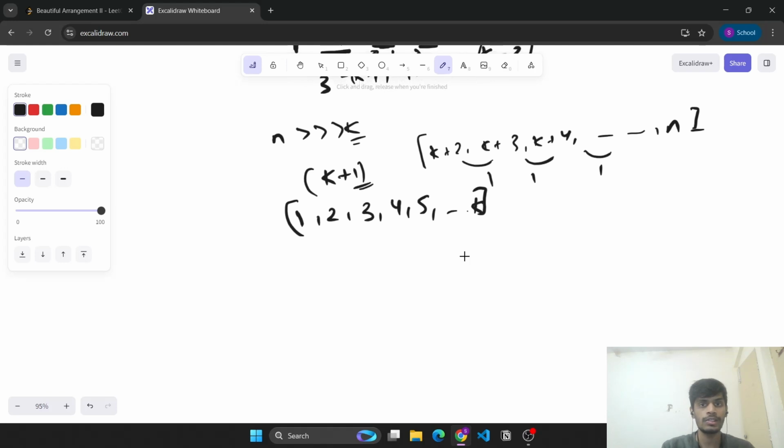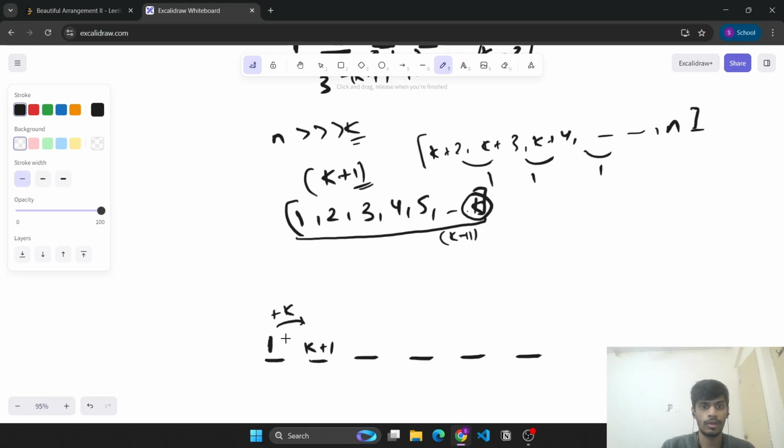how we can do this is we fix the first number as 1. Now we need these differences. So first we need a difference of k. So we will move by plus k. Okay. So we will get k plus 1. Okay. Now we need a difference of k minus 1. So since going ahead is not feasible, we go backwards by k minus 1. Okay. So k plus 1 minus k minus 1. K plus 1 minus k plus 1. So it is 2. Alright.